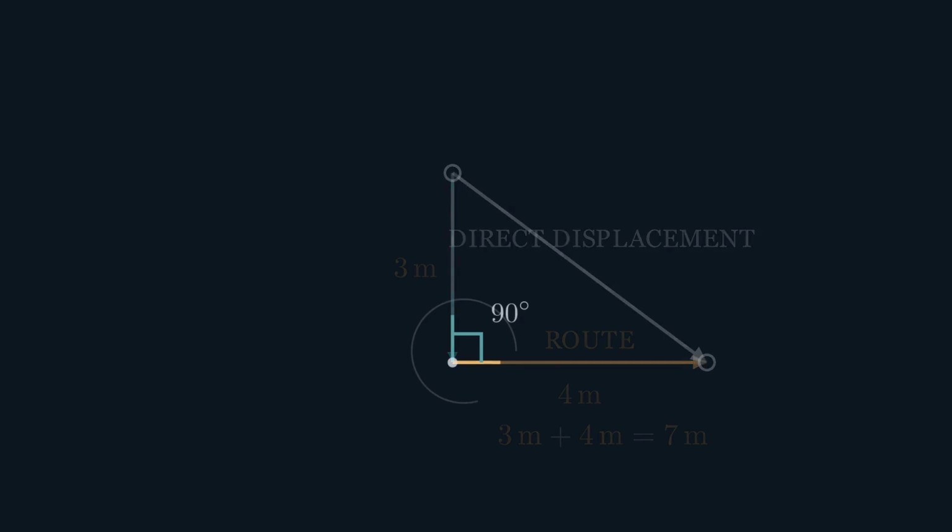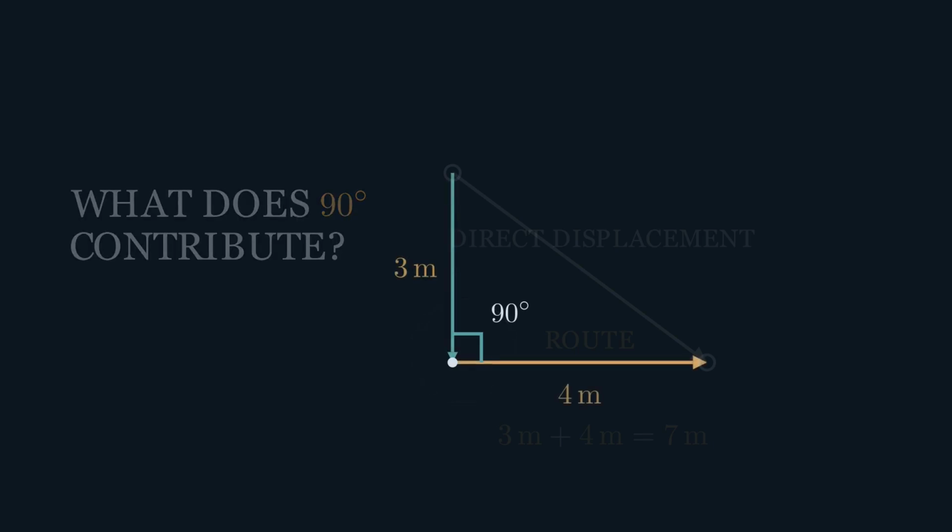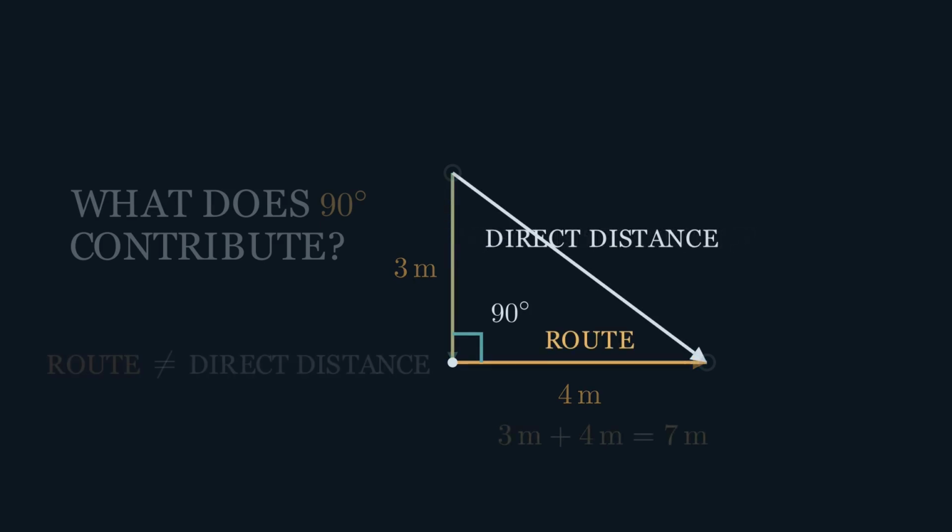The right angle is clearly doing something. What exactly does it contribute? To answer that, we need a relationship that combines horizontal and vertical movement without pretending that the bent route and the direct distance are the same thing. The compressed relationship is this: a squared plus b squared equals c squared.